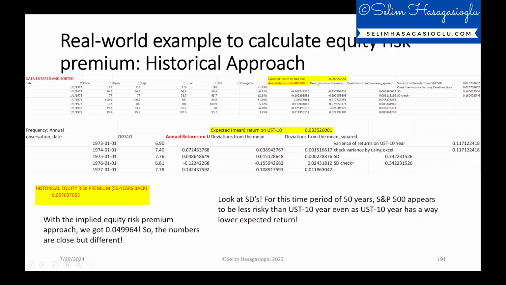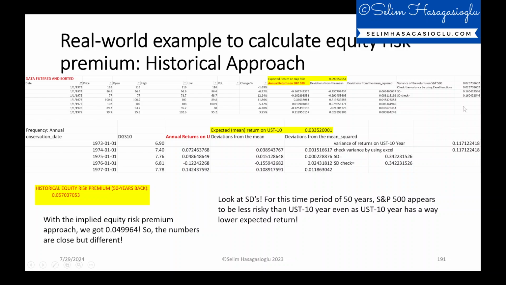And then of course you have the expected return on the S&P 500 for this time period, and you also have the expected mean return on the US 10-year Treasury yield. The difference between these two values will be the historical equity risk premium 50 years back, which is around 5.70%. With the implied equity risk premium approach, we got something around 4.99% or so, around 5%. So the numbers are close, but they are different.